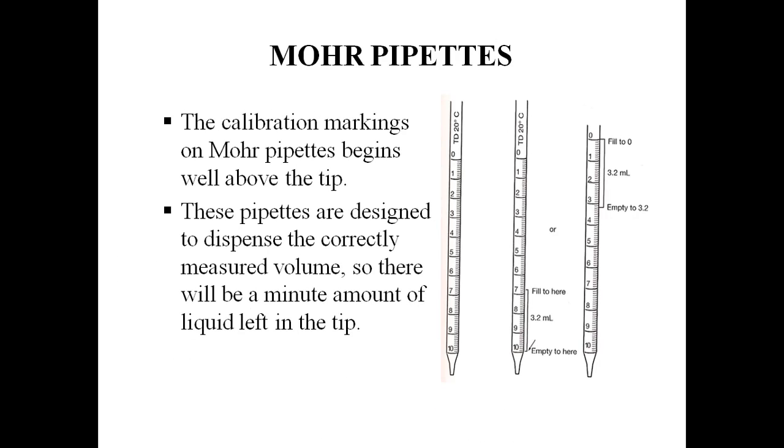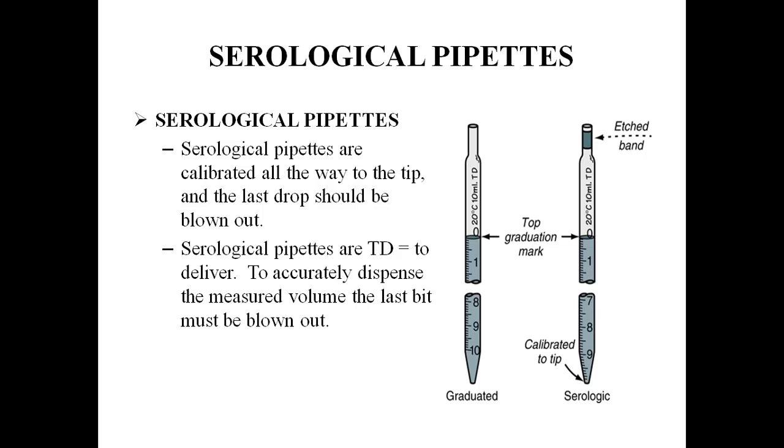Let's come to the Mohr pipettes. Mohr pipettes are somewhat more accurate pipettes for biochemical analysis. The calibration markings on a Mohr pipette begin well above the tip. Means in this Mohr pipette, you can see the calibration markings present from the beginning to near the tip. These pipettes are designed to dispense the correctly measured volume, so there will be a minute amount of liquid left in the tip. Means after delivering the volume, we can see some leftover volume present at the tip of the pipette.